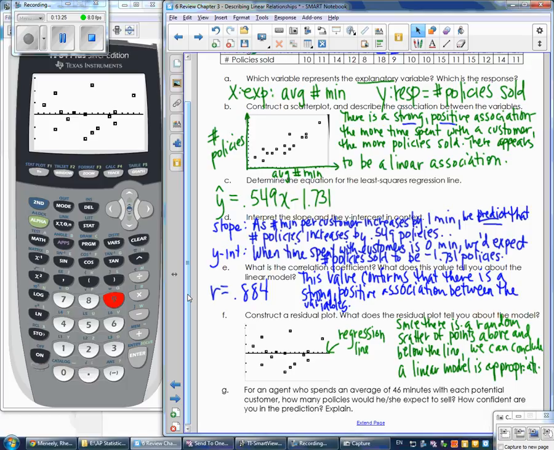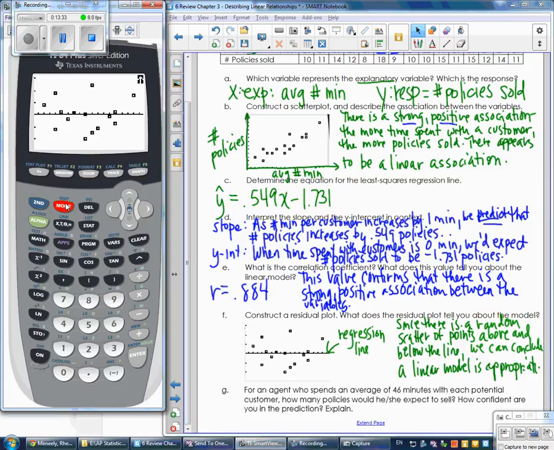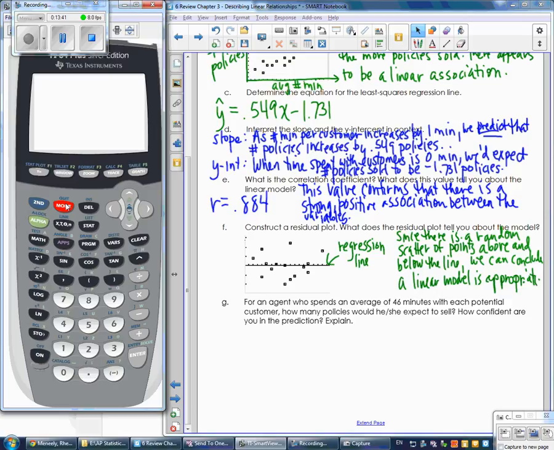In letter G, it says for an agent who spends an average of 46 minutes with each potential customer, how many policies would he or she expect to sell? So we can do this on our home screen, and I'm going to use the similar command that I used in my lists. I want to evaluate my equation when x is 46. But if I type in my regression equation by hand, like if I enter these numbers into my calculator, I'm rounding. And I don't want to do that because then my answer is going to be a little bit off.